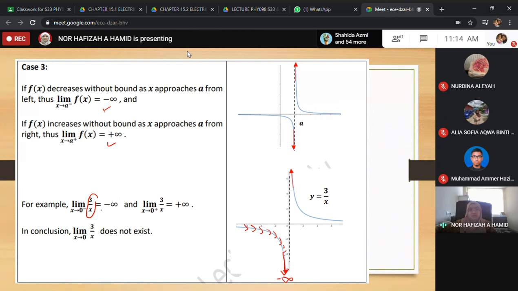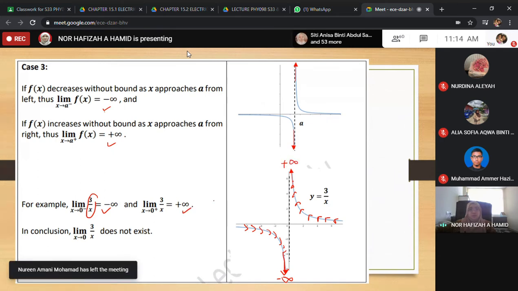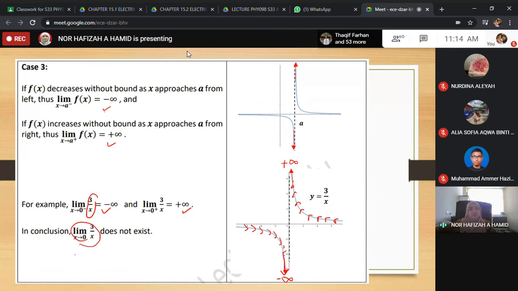So this is negative infinity. When the graph approaches 0 from the right, the graph is moving upward, so we have positive infinity. So this is positive infinity. In conclusion, for the limit as x approaches 0, which we refer to as the two-sided limit, you just state that it does not exist. So this is case 3.